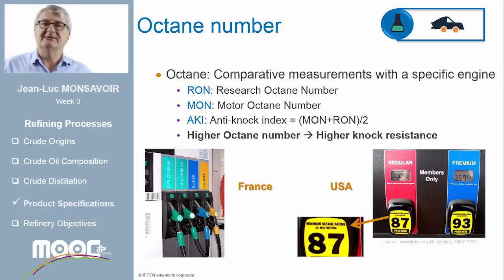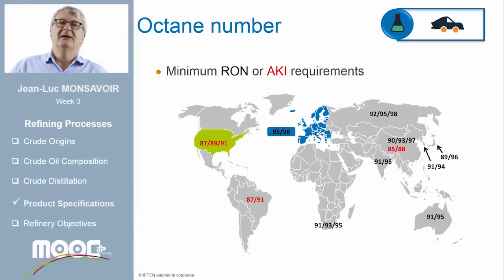In the United States, when it says 87, it means that the average of RON and MON, the anti-knock index, is higher than 87. In the United States, octane limits are set and regulated at the state level. The industry anti-knock index standard is generally 87 for regular fuel, 89 for mid-grade fuels, and 91 for premium fuels. In Europe or in Asia, it is the minimum RON which is indicated at the pump. This map shows the octane limits in several countries all over the world. Have a break now and take time to look at this map.